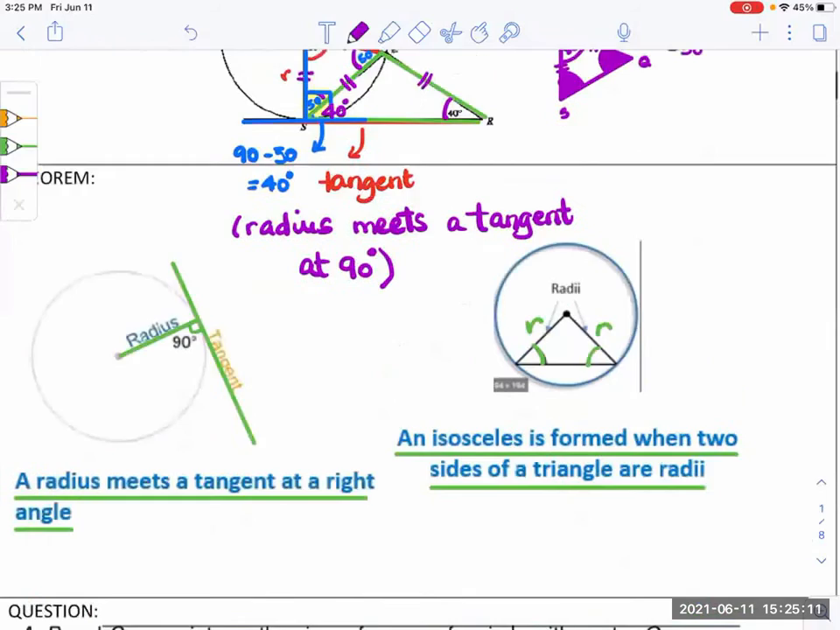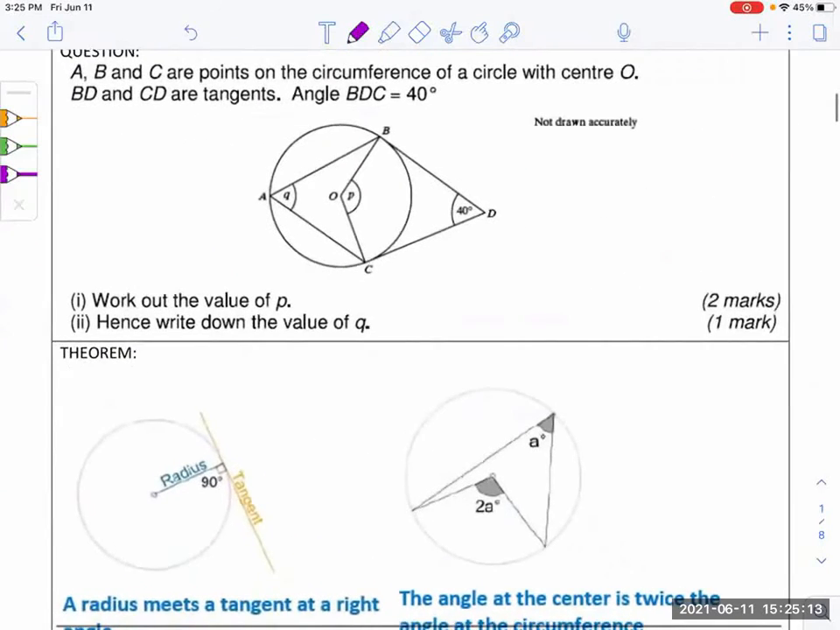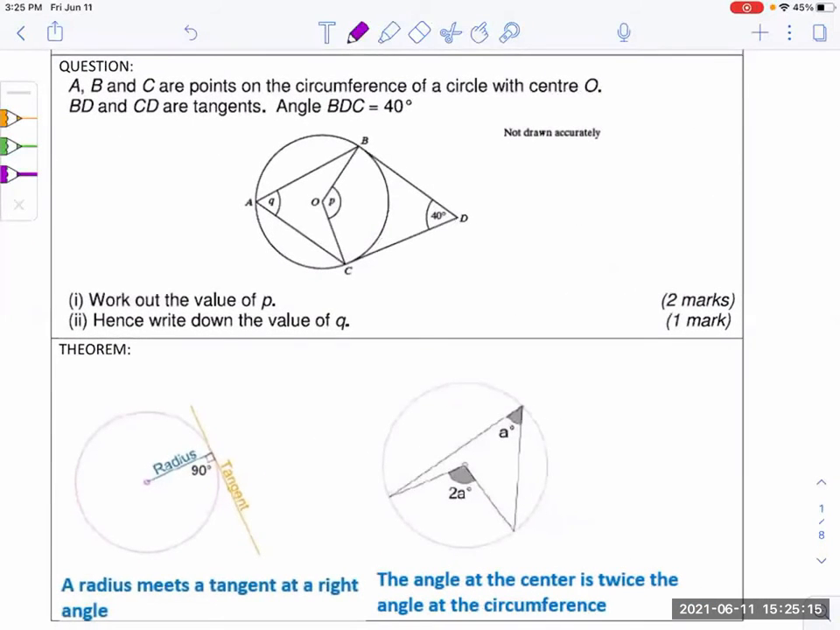All right, let's go to the other one. Now look at this. A, B, and C are the points on the circumference of the circle with center O. BD and CD are tangents. So this is a tangent here, right? And this here is also a tangent. Are you all seeing that?